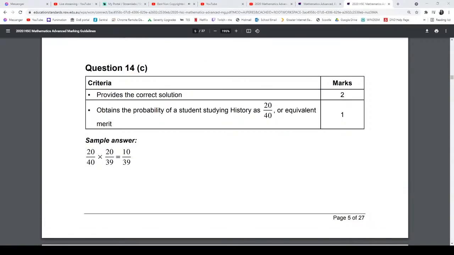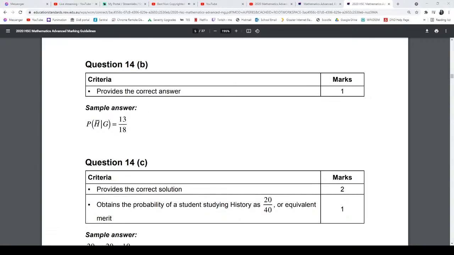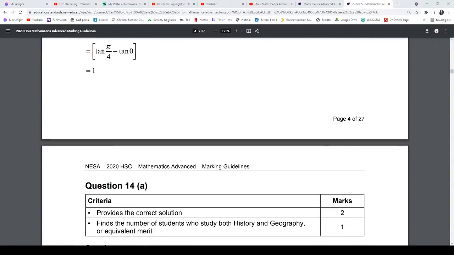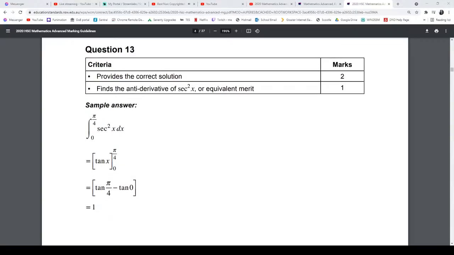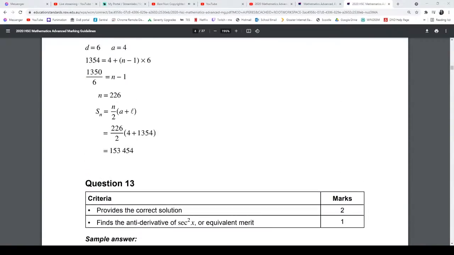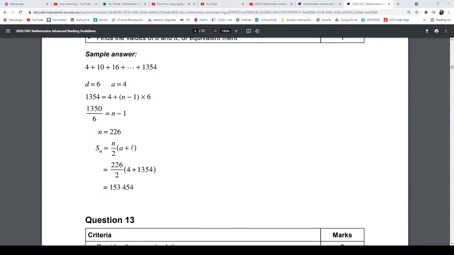No issue. That was a probability one, I think. 10 over 39, 13 over 18, 1 over 8. No issues there. This one here, the tan one, it's equal to 1. That's right. Really odd way for you to get 1.